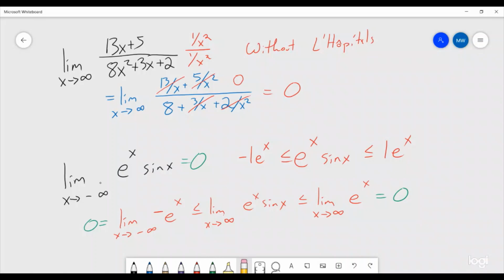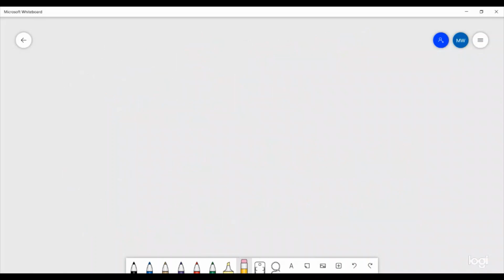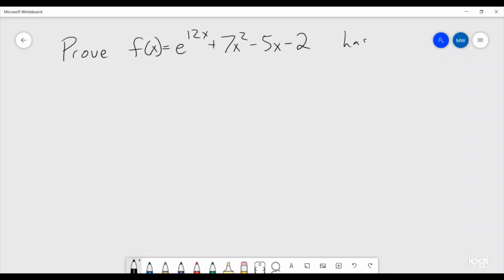Okay, let's do one more problem before we move on to the stuff that is on our second chunk of the material. So, I want you to prove that f of x equals e to the 12x plus 7x squared minus 5x minus 2 has a 0.